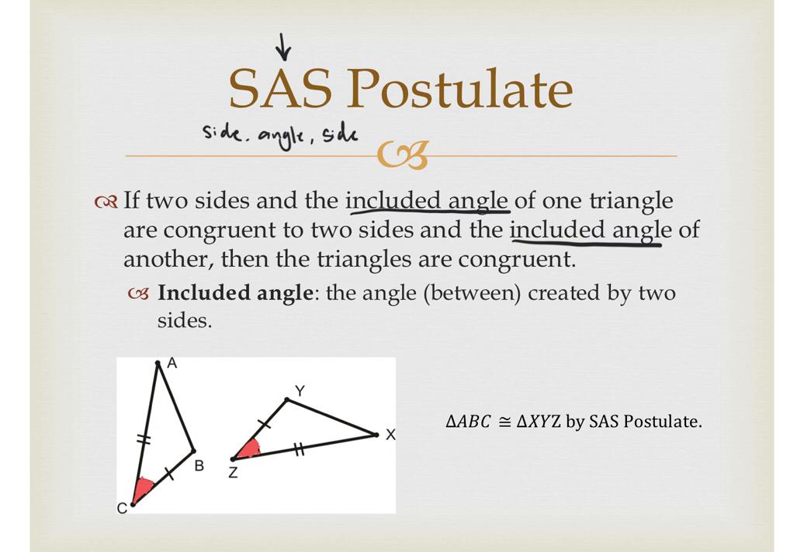Now briefly, let's talk about what that means. Let's say we have angle A over here and angle X over here. Notice how angle A and angle X do not have the 2 congruent sides on either side of them. You have this blank side. This is why A and X are not included angles, because you have this blank side on the one side. In order for them to be included angles, they have to be in between your 2 congruent sides.